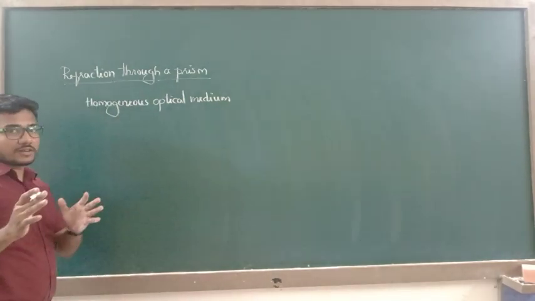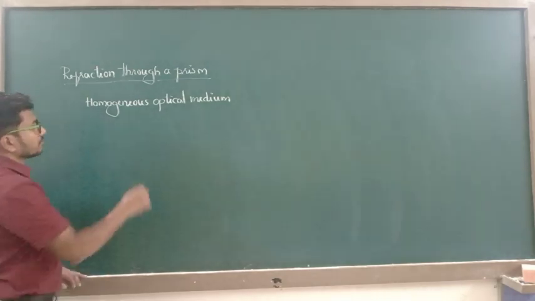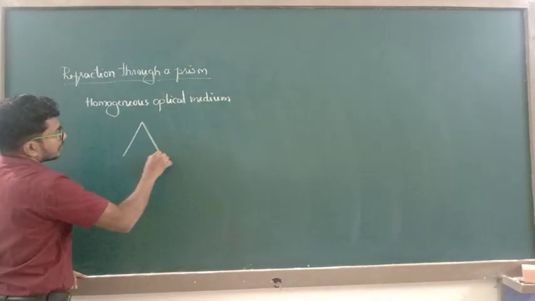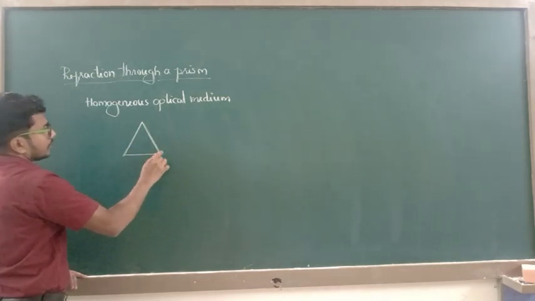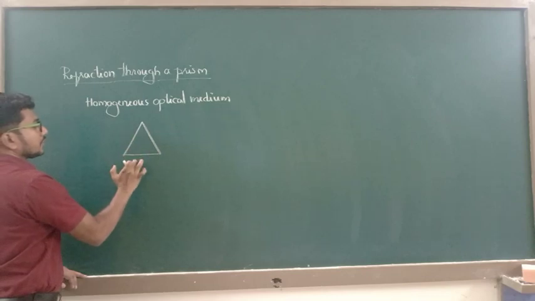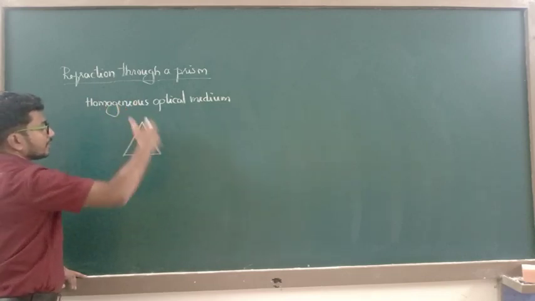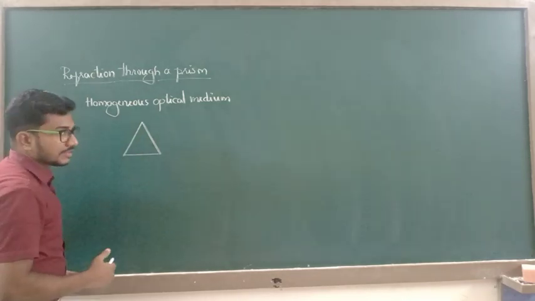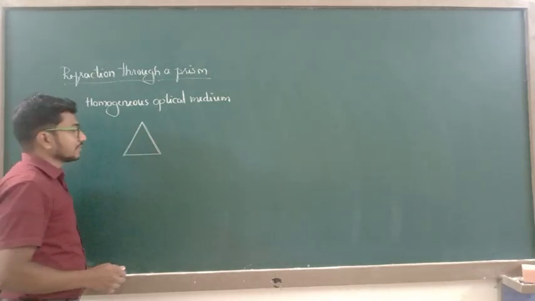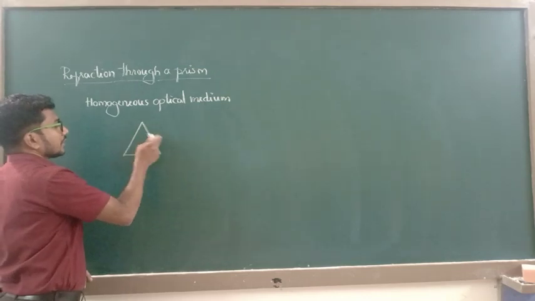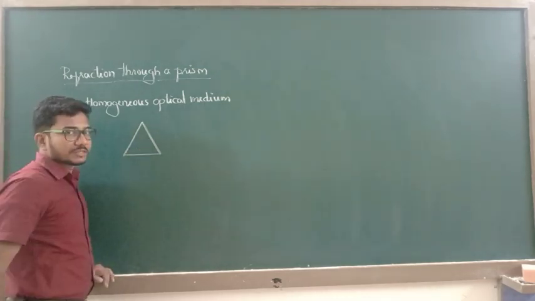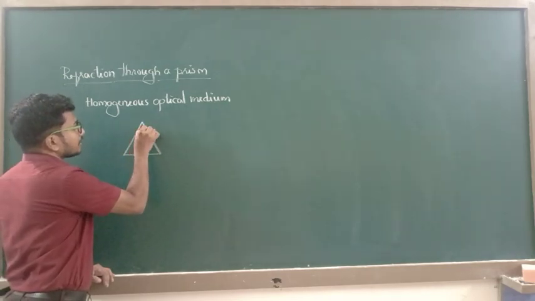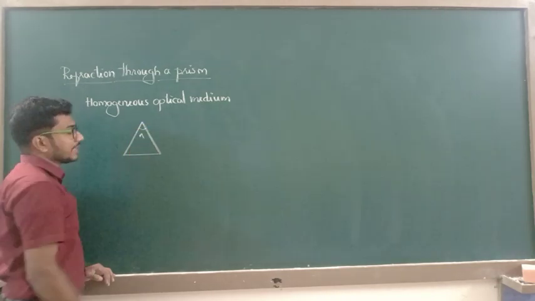So let us consider the front view of the prism. So this is the front view of the prism. 1, 2, 3, 3 rectangular faces, 1 back side, another one, 2 triangular faces. These 2 faces are known as refracting faces of the prism. The angle between these 2 refracting faces is known as angle of the prism, and it is represented by capital A.